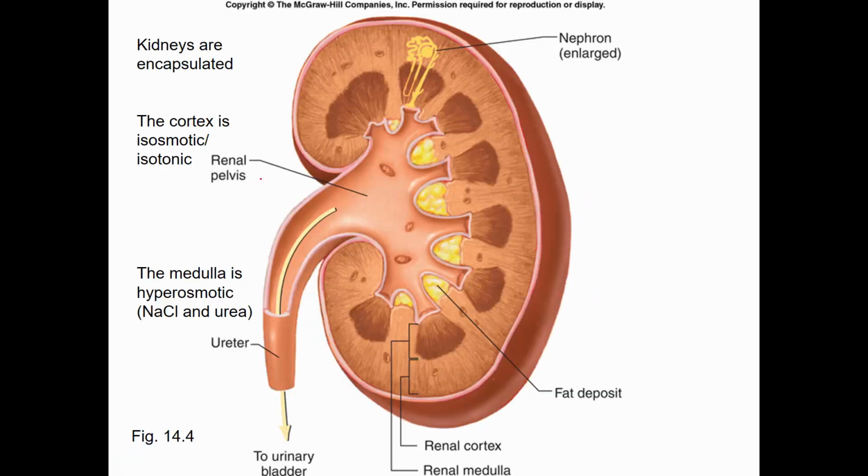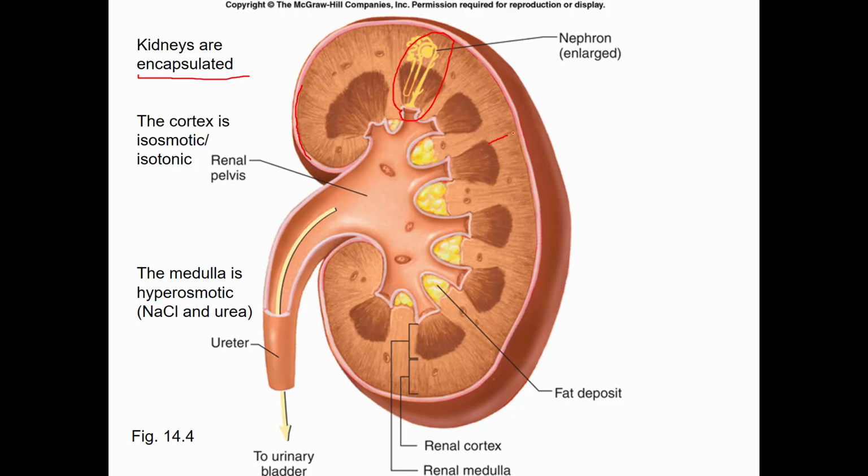All right, here's a picture of your kidneys. This comes from your textbook Vander. Notice that the kidneys are encapsulated. So there's a very thick capsule that goes around the kidney. Here we see a unit of the kidney called the nephron. We'll talk about that in just a moment.